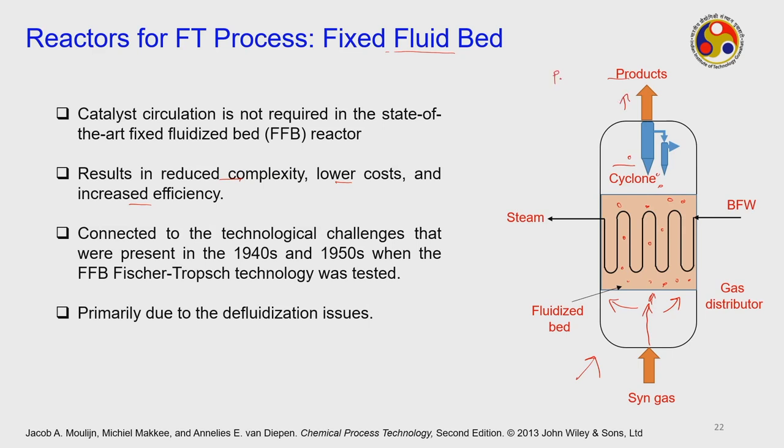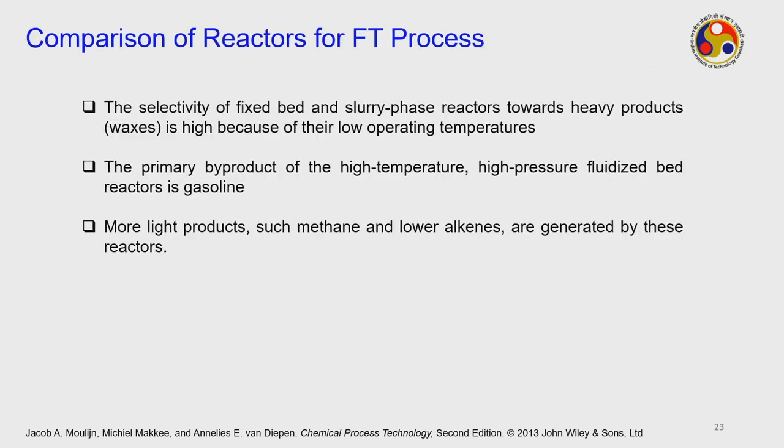Primarily this product will be petrol. I am writing petrol in place of gasoline because this word is synonymously used by all of us. So you get petrol type products: petrol, gasoline, diesel, all those products. Okay. If I want to compare all the reactors, the selectivity of fixed bed and slurry based reactors towards heavy products is high because of their low operating temperature, the initial two reactors. The primary product of the high temperature, high pressure fluidized bed is gasoline. So if you use the fluidized bed, you will get gasoline.